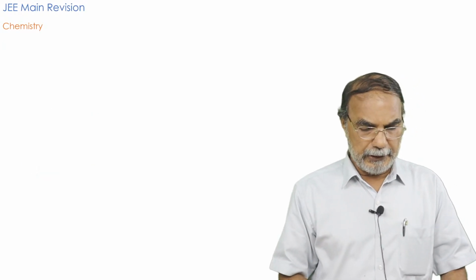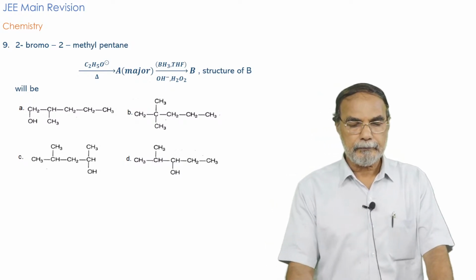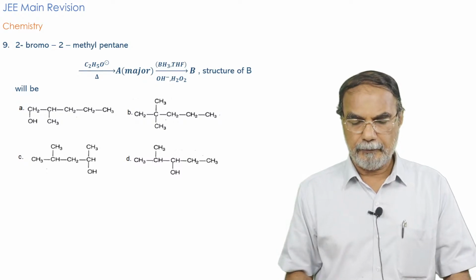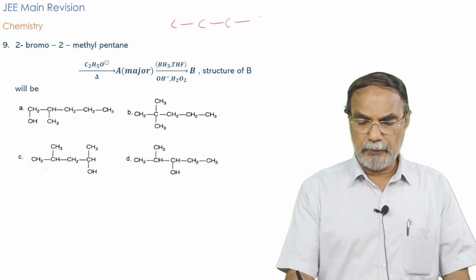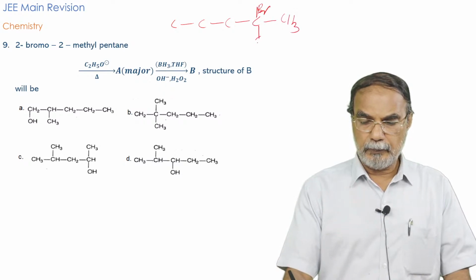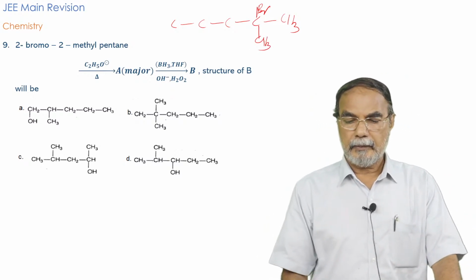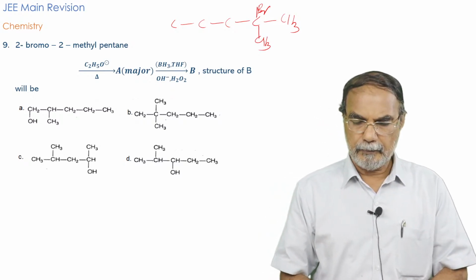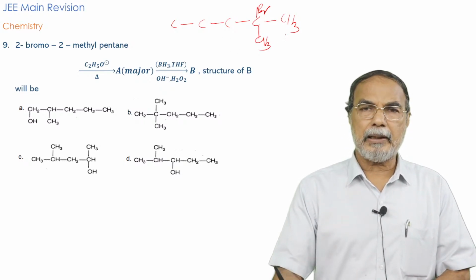Now coming to the next question. It is 2-bromo-2-methylpentane. And the reaction is with ethoxide ion. As we said earlier, it is already a tertiary alkyl halide.